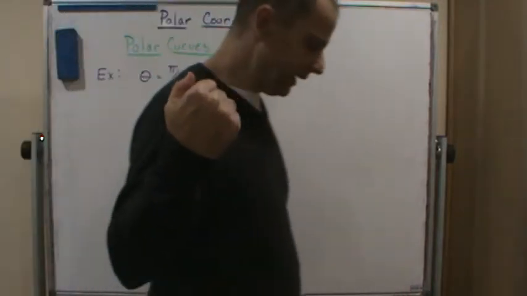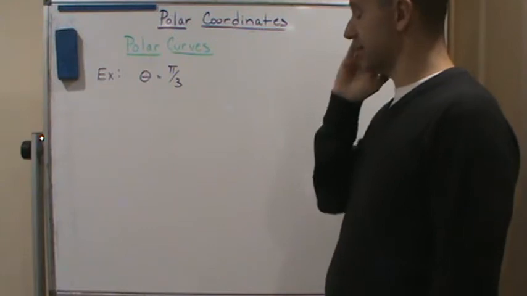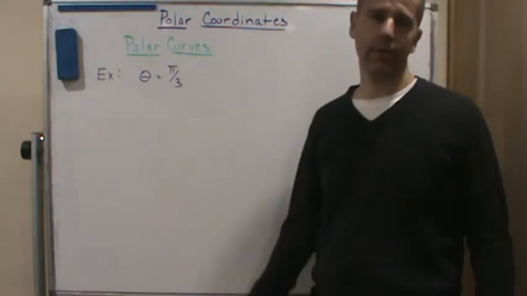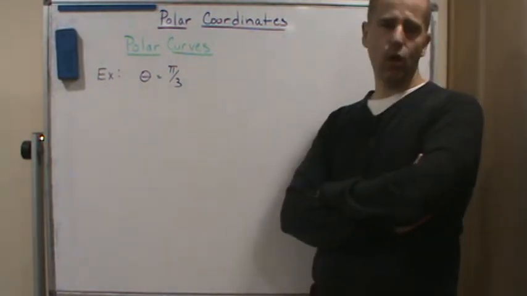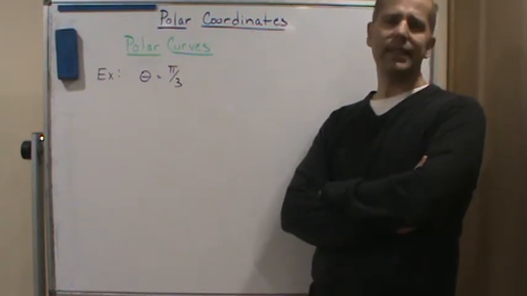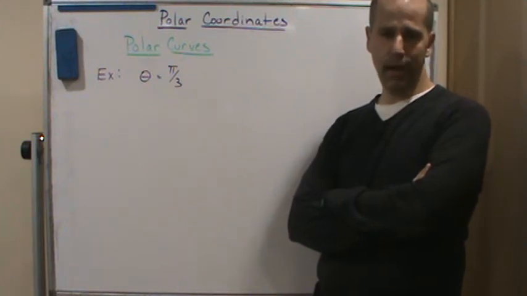So in this case here, let's look at what's going on. We have this equation that says theta equals pi over 3. Okay, so that's a 60-degree angle. But notice that there's no r in here. So what this is saying is we can let r be anything and it doesn't even matter.